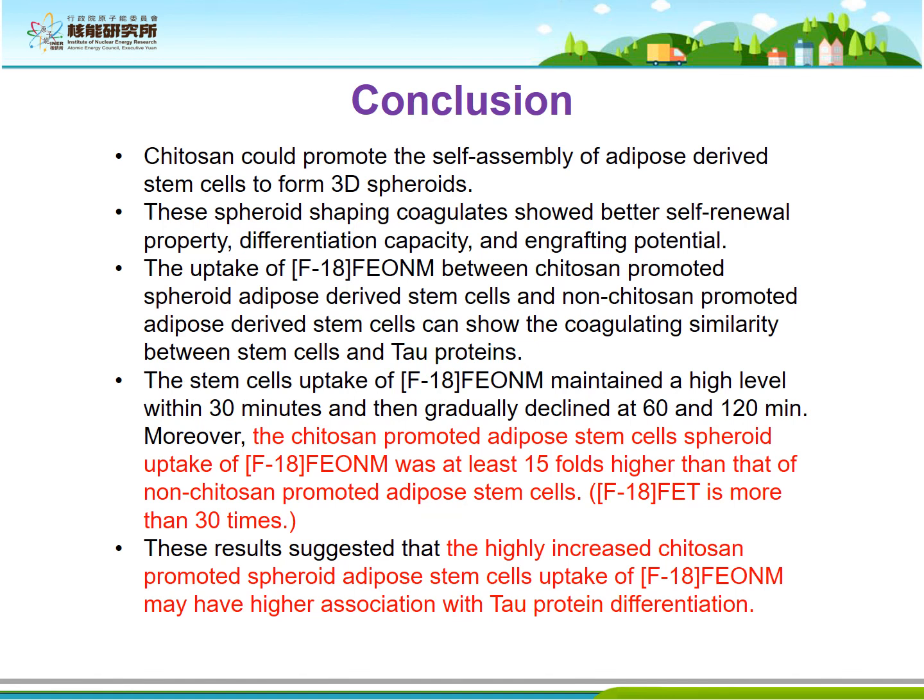The stem cells uptake of fluorine-18 Feonm maintained a high level within 30 minutes and then gradually declined at 60 and 120 minutes. Moreover, the chitosan-promoted adipose stem cells spheroid uptake of fluorine-18 Feonm was at least 15-folds higher than that of non-chitosan-promoted adipose stem cells, and for fluorine-18 FET is more than 30 times. These results suggested that highly increased chitosan-promoted spheroid stem cells uptake of fluorine-18 Feonm may have higher association with tau protein differentiation.